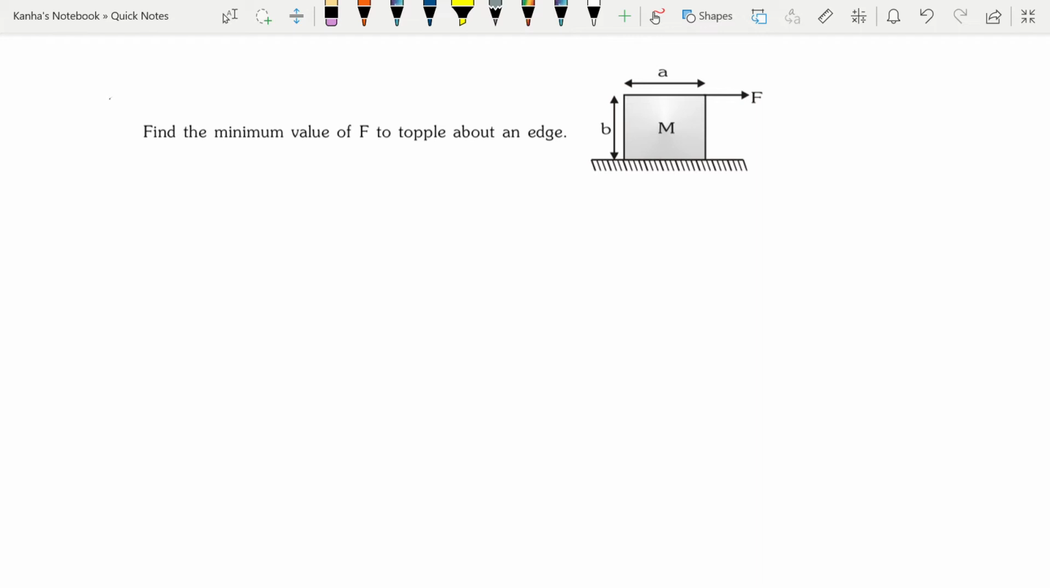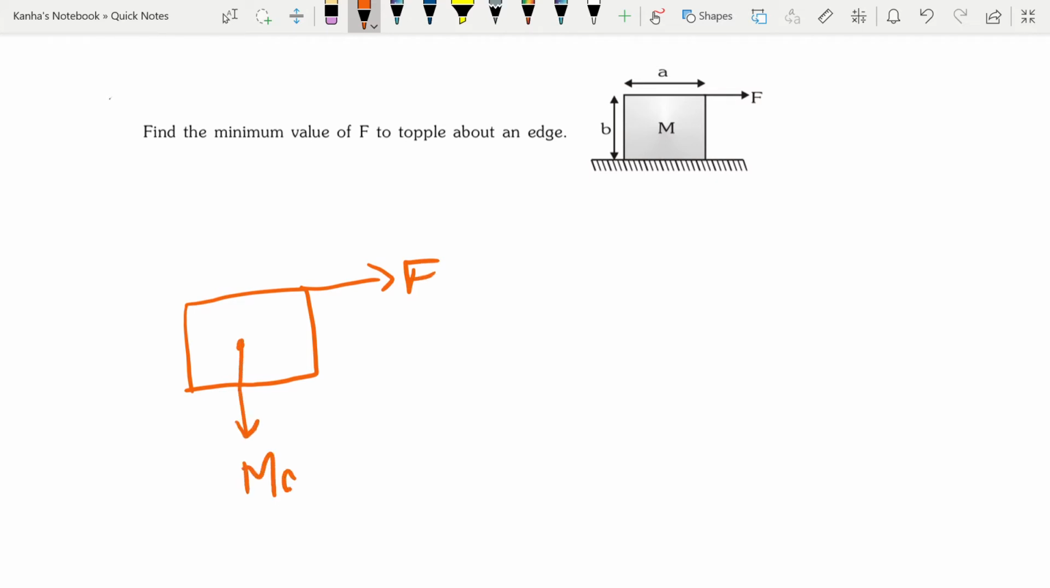In questions to find whether something topples or not, first of all, when drawing the free body diagram of this object, for example, if I take this object in question, I have my F here. I have my weight acting at the center. Now in the case of toppling, what happens is the normal reaction is acting along one of the edges.